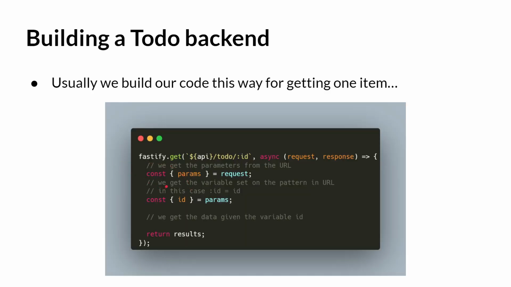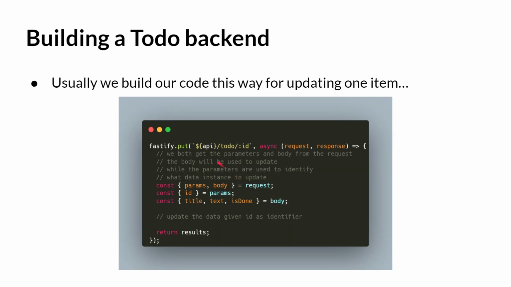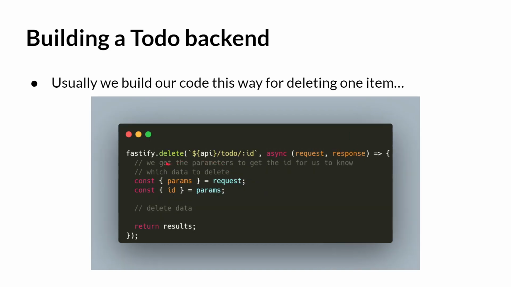And then the next would be where we get the parameters from the path. This usually is if we want to get one item only. So given this pattern where you have a colon sign and an ID, you are defining that whatever string is put here will be the value for the ID. And let's say if we want to update, we can use put as the method. Again, we can get the ID to determine the ID of the to-do that we want to update, and update the title, text, or is done. And lastly is delete.